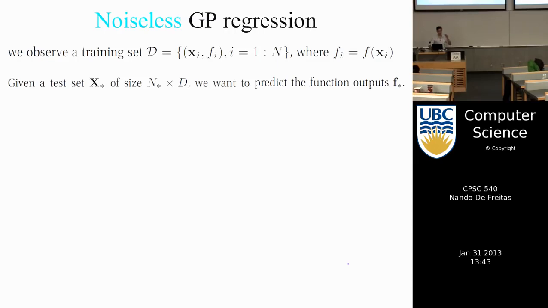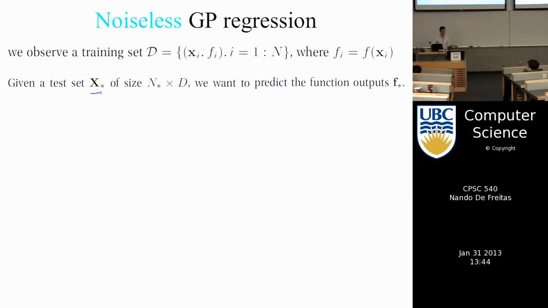So, more formally, we have data, xi and fi, and we have n such data points. I'm going to assume that we don't have noise, so fi is just f of xi. When we try an x, we actually get to observe the function. There's no noise in that observation. Now, given a bunch of test points x star, we can assume that each of these points x star is itself a vector, because we might be trying to observe not just 1D quantities, but 2D quantities and so on. We want to compute f star.